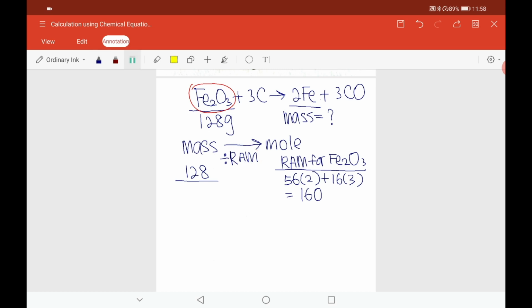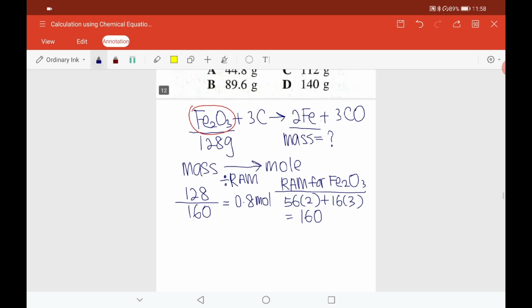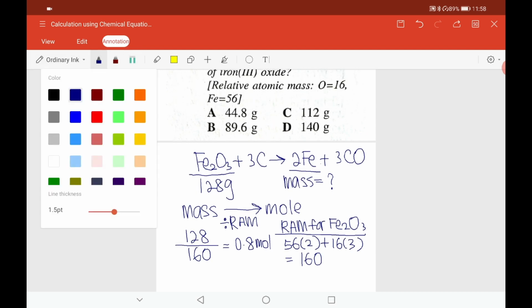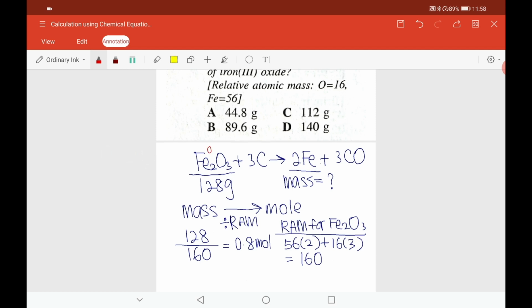Now 160 is the RAM, so we put it here: 128 divided by 160, which is the RAM of iron 3 oxide. Key into the calculator 128 divided by 160, and you will get 0.8. Don't forget to put in the unit, which is mole. So now we know the mole of iron 3 oxide is 0.8 mole.